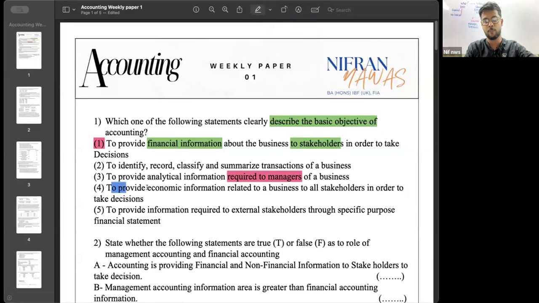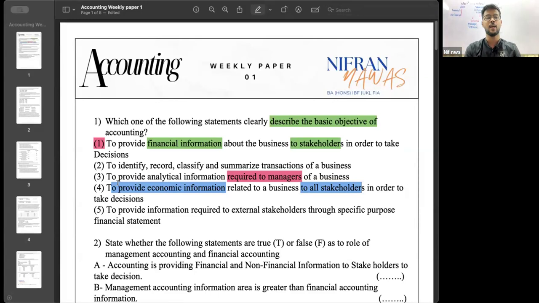What are we giving? We are providing economic information, right, related to business to all the stakeholders in order to take decisions. So guys, keep in mind, economic information means both financial and non-financial. So guys, be very careful. Don't be hasty and don't try to jump the gun and give the answer out of hastiness. Make sure that you go through all the options given and choose the correct answer.